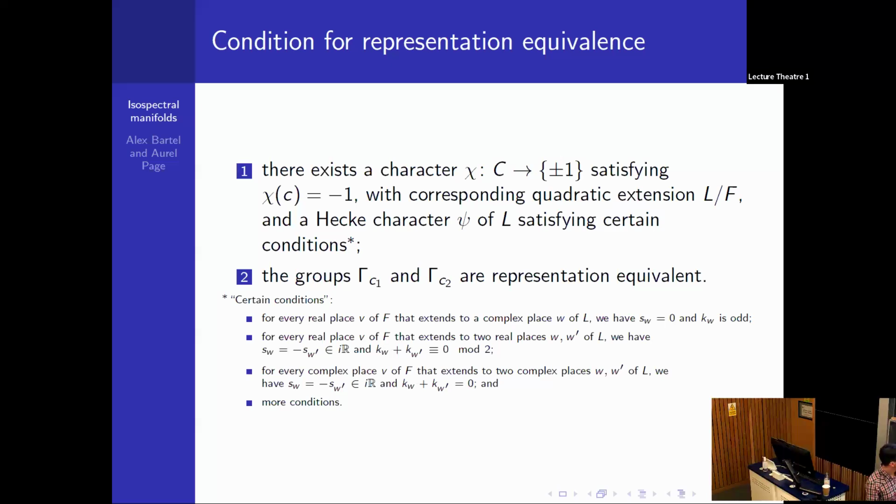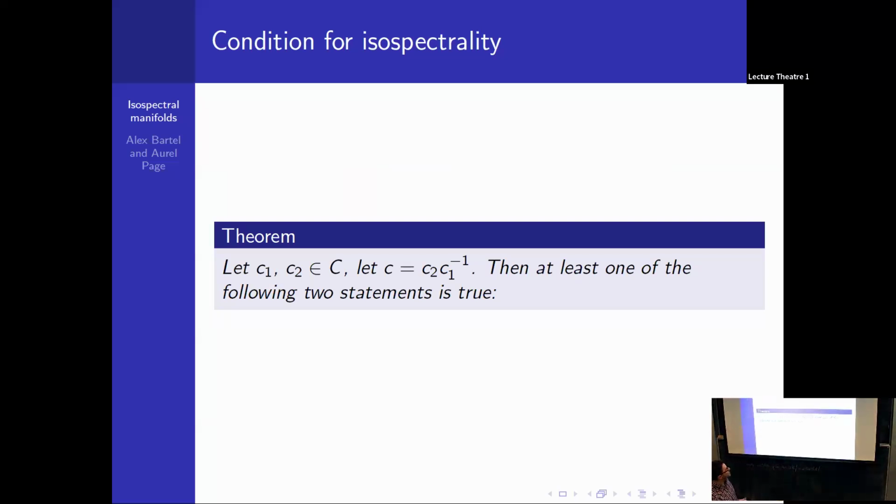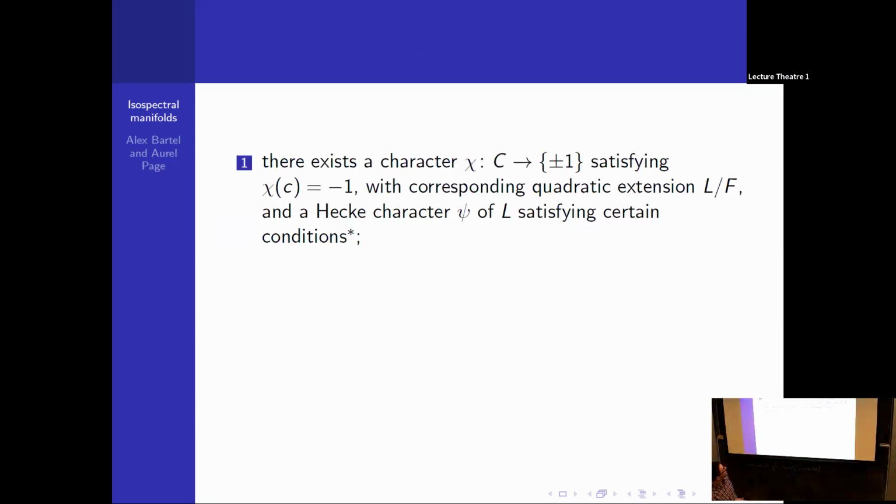Okay. So that's one theorem. Here is another one. Again, take two connected components. Then at least one of the following two statements is true. The first one is the same, except that everything is hiding in the small print. There will be different conditions now. And so if you exclude the existence of Hecke characters with certain conditions, you can conclude isospectrality of your manifolds.